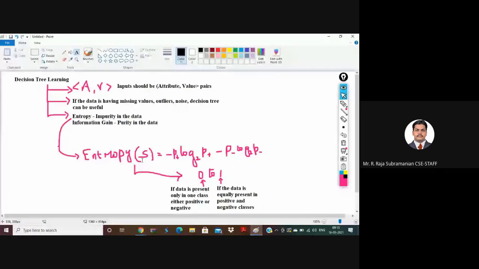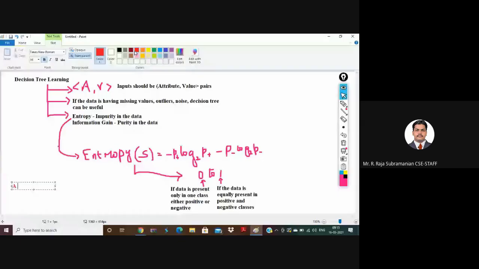If everything is positive, then whatever data comes, I can just say positive. If everything is negative, I can directly say negative. Else, I need to do some other analysis to say whether it is positive or negative. So as entropy increases, impurity increases, and it will be difficult to take a decision. So, I put a point here.